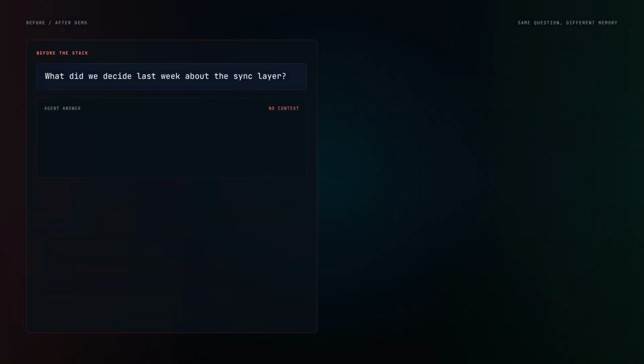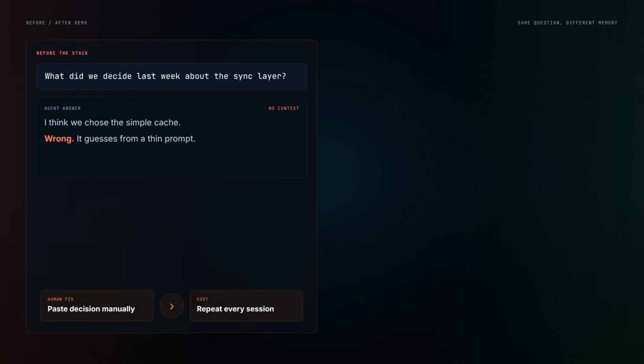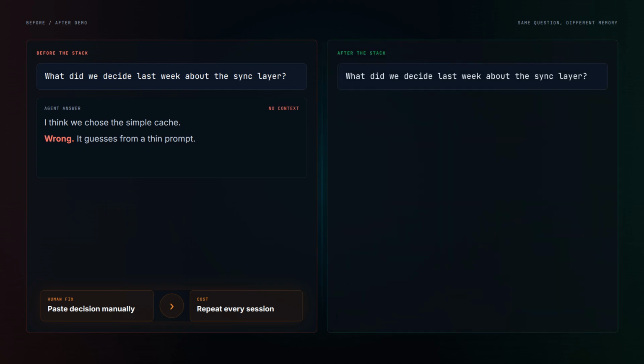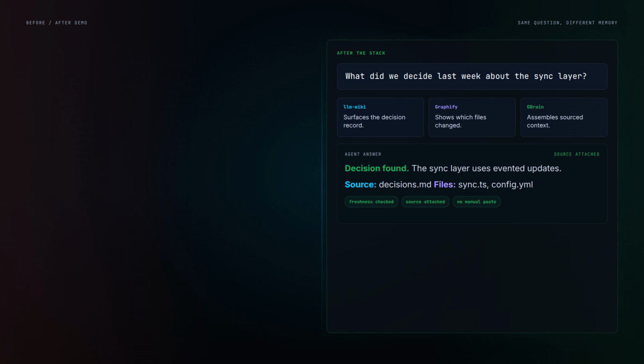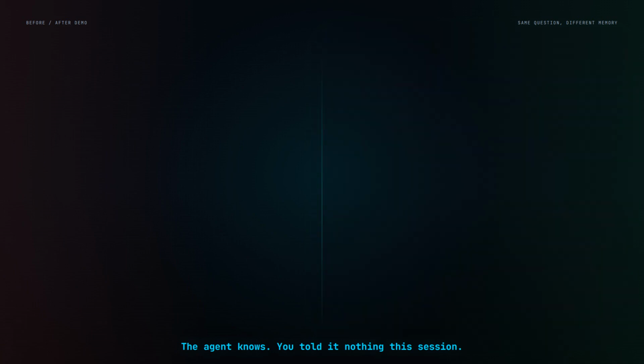Before the stack, the agent is asked about a decision from last week. No context, it guesses, it is wrong, you paste the decision in manually. You have done this before. After the stack, same agent, same question. llm-wiki surfaces the decision record. Graphify shows which files that decision changed. GBrain assembles an answer with the source attached and freshness checked. The agent knows. You told it nothing this session. That is the difference. That is what the 4-layer stack actually changes.